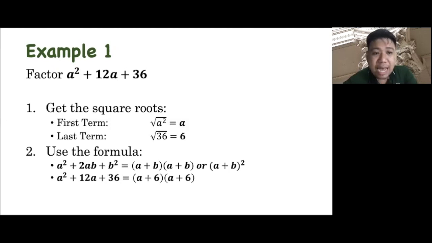So ang given sa atin ay a squared plus 12a plus 36. Ngayon, sabi natin kanina, we denote the square root of the first term as small a, and we denote the square root of the last term as small b. So gagawin po natin, i-substitute po natin yung nakuha natin sa first step. So we will have is equal to quantity of a plus 6 times the quantity of a plus 6, or pwede rin po na quantity of a plus 6 squared. Proceed tayo sa second example.